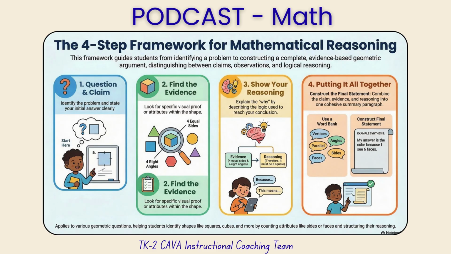Let's read the final synthesis paragraph to hear how that glue works. My answer is that a triangle and a square have a different number of sides. I see the triangle has 3 sides and the square has 4 sides. I know this because I counted the sides on each shape.